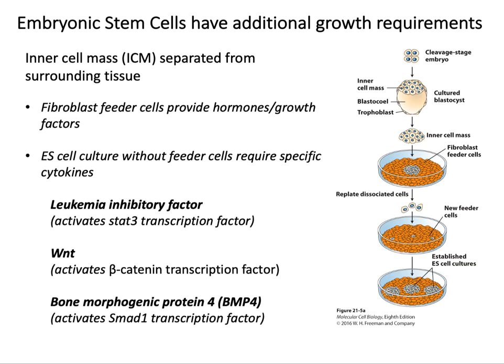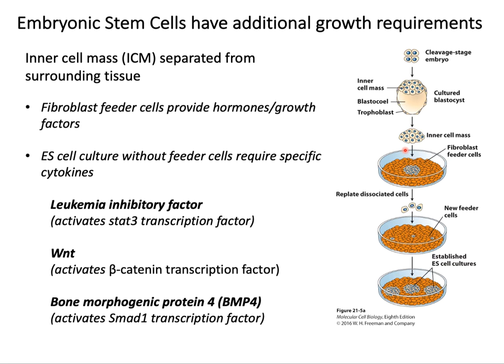I want to talk about culturing embryonic stem cells. They have very fastidious growth requirements as compared to other cells. This is how the embryonic stem cells are obtained. If you want human or mouse stem cells, you start with a cleavage stage embryo which is developed by in vitro fertilization. The embryo is then cultured in the lab to the blastocyst stage. Within the blastocyst is the inner cell mass, which contains the embryonic stem cells. So the inner cell mass is isolated and placed into the culture medium.